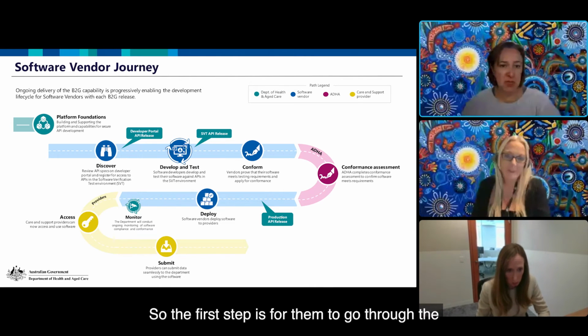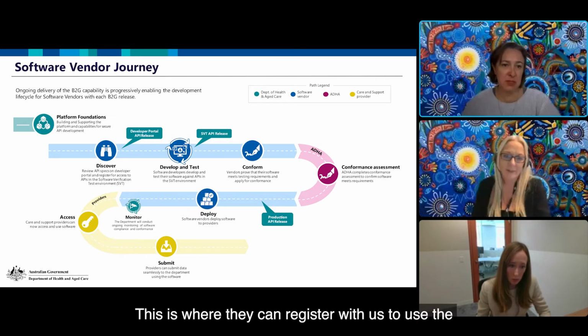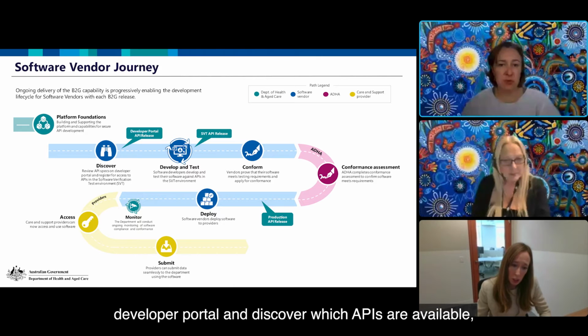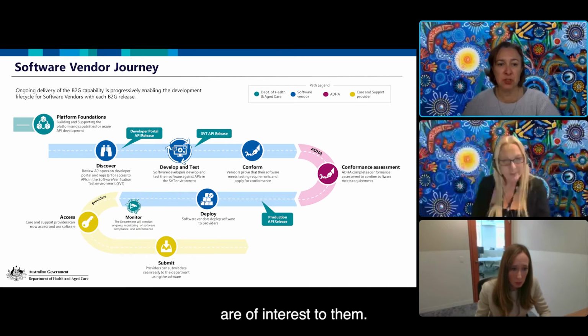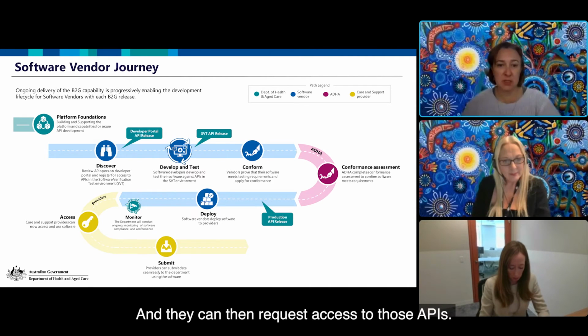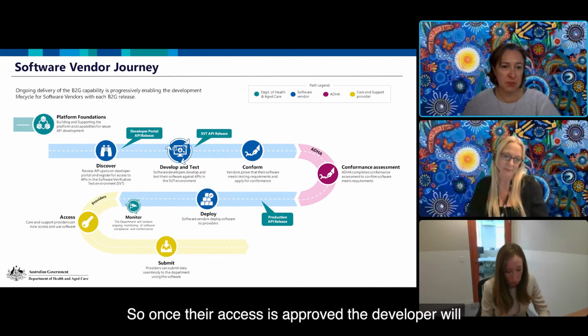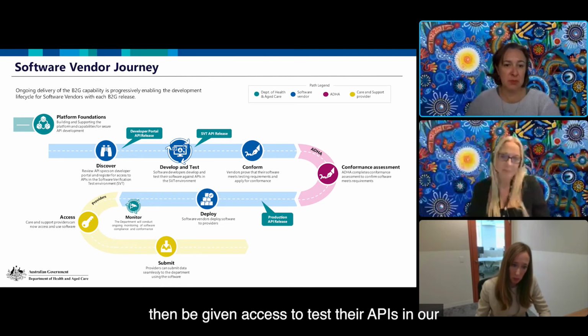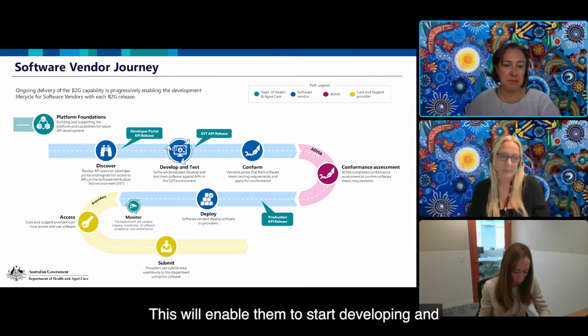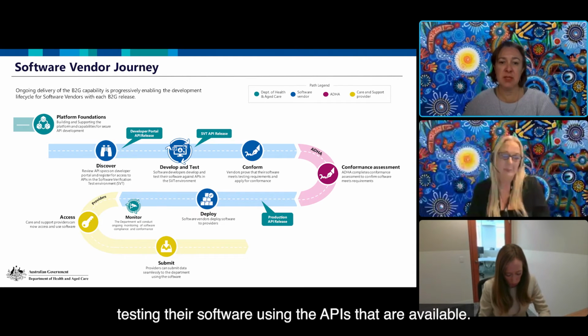The first step is the discovery phase. This is where they can register with us to use the developer portal, discover which APIs are available, look at the details and choose any that are of interest to them. They can then request access to those APIs. Then they go into the develop and test phase. Once their access is approved, the developer will be given access to test their APIs in our software verification, or SVT, environment. This will enable them to start developing and testing their software using the APIs that are available.